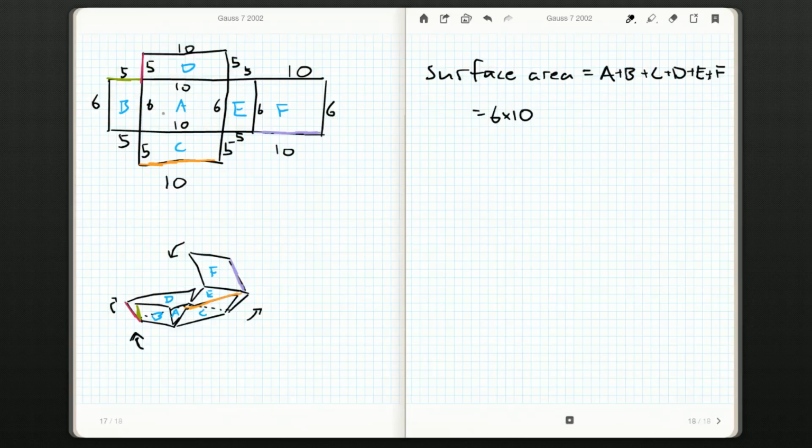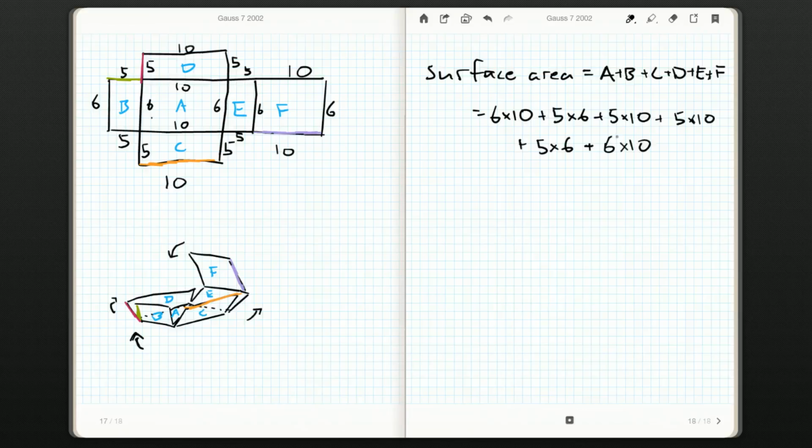So the area of A, well, that's a 6 by 10 rectangle, so that's going to be 6 times 10. How about B? Well, that's 5 times 6. C is 5 times 10. D is another 5 times 10 rectangle. How about E? E is over here in the middle. He's a 5 by 6. And we also have F, that's a 6 by 10.